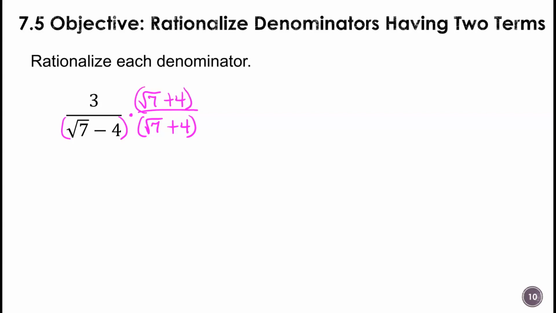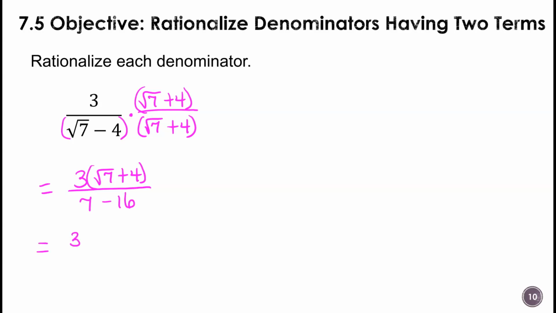All right, and so in the numerator, I would distribute the 3. Now you may want to wait and see what happens here. Okay, so if we write this as 3 times the square root of 7 plus 4, then we may be able to simplify, right? Because this is going to be the square root of 7 times the square root of 7 is 7. Negative 4 times positive 4 is going to be a negative 16.